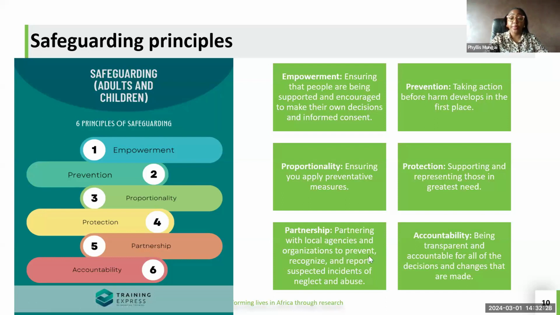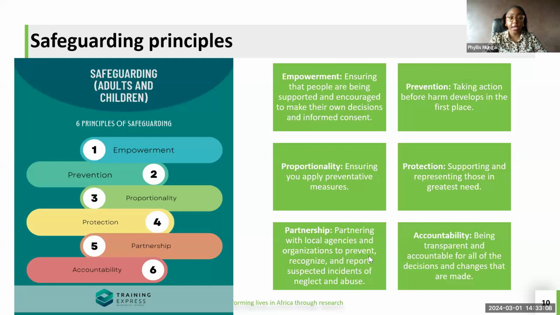And lastly, we have accountability, being transparent and accountable for all the decisions and the changes that are made. So a key element when the 2002 and 2018 incidents happened is that there was little accountability from these organizations. And when the tone at the top is not loud on upholding safeguarding principles, then it obviously will go to the rest of the organization.